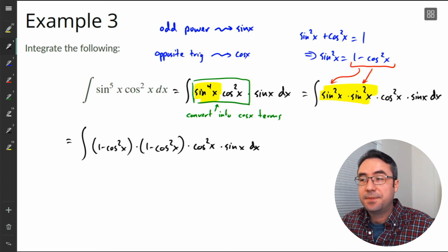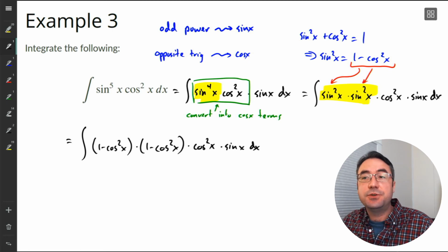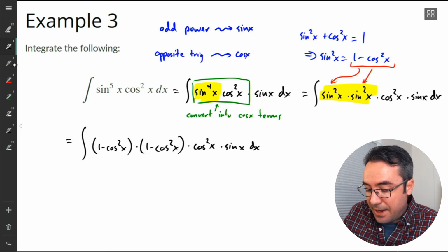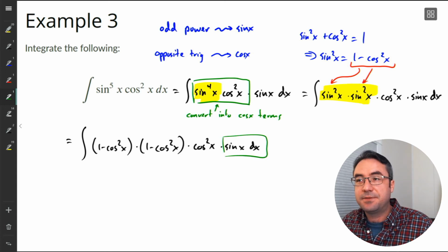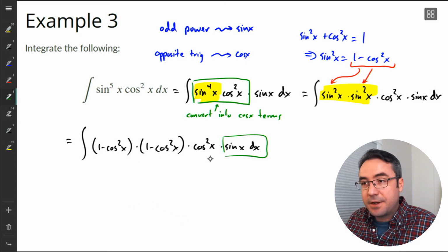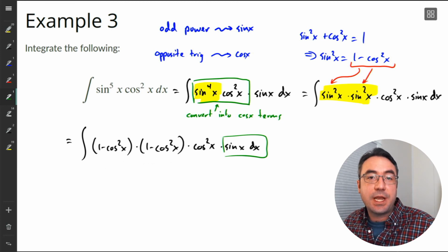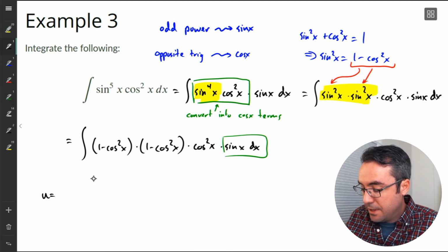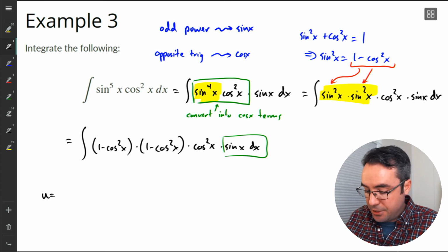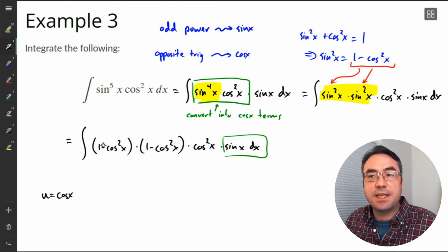All right, so now we're ready for our u substitution. Excluding that differential there, everything else here is now in terms of cosine. So we're in good shape. We're going to let u equal our opposite trig function, so we're going to let u equal cosine. And that's going to allow us to get rid of all these cosines that we see here.